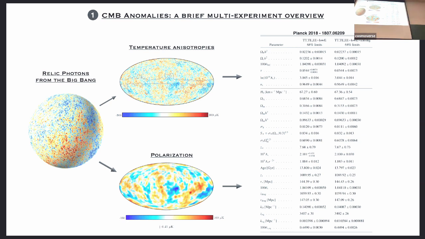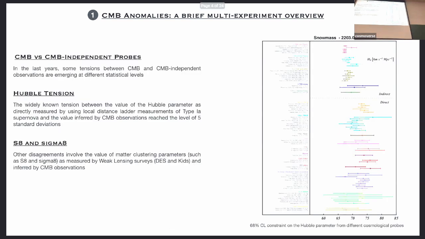Now, for the purpose of this presentation, I would like to classify these anomalies in two different categories. The first one is the category of anomalies between CMB and CMB-independent probes, such as the Hubble tension or the S8 and sigma-8 tension. So they typically involve CMB experiments and experiments beyond CMB, such as local distance ladder measurements for the Hubble tension or weak lensing surveys for S8 and sigma-8.